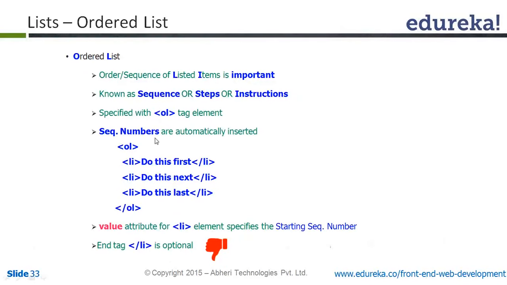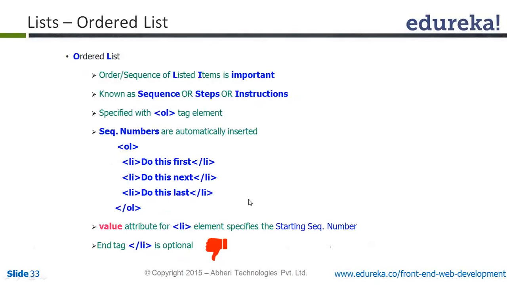Note that on the UL and OL tags, though I defined it here, you can also have the core attributes ID, class, and so on. Those are also applicable. So this is the ordered list. In this, order is important. You use it for specifying a sequence, steps or instructions. Here also LI is optional, but it's a thumbs down practice. You should have LI as well.